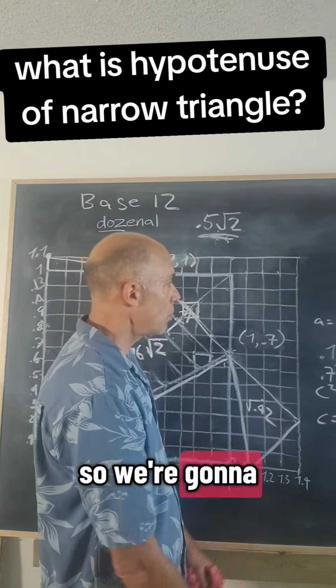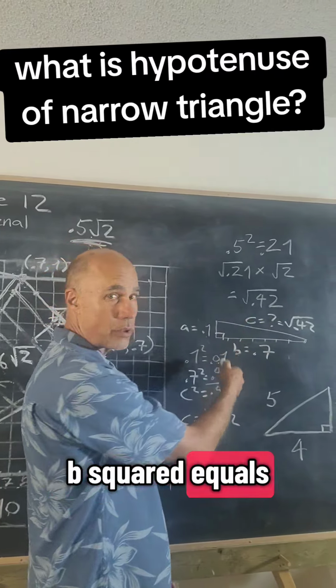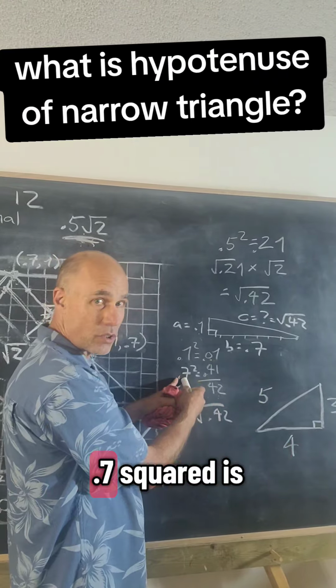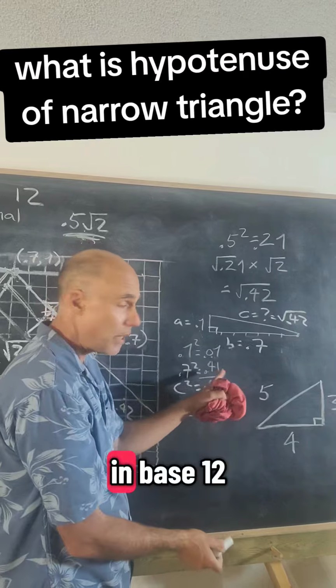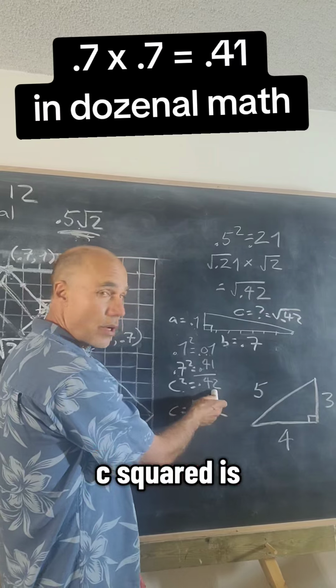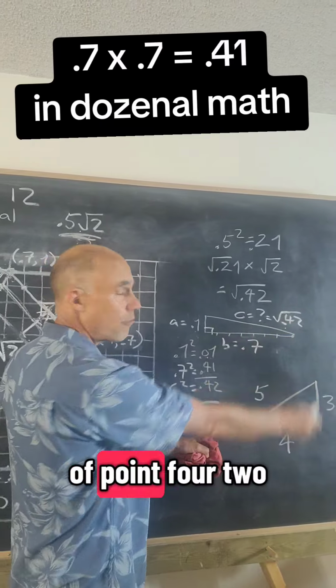So we're going to go over here and just use the Pythagorean theorem, a squared plus b squared equals c squared. So 0.1 squared is 0.01, 0.7 squared is 0.41 in base 12. 4 12s plus 1. You get c squared is 0.42. So c equals the square root of 0.42.